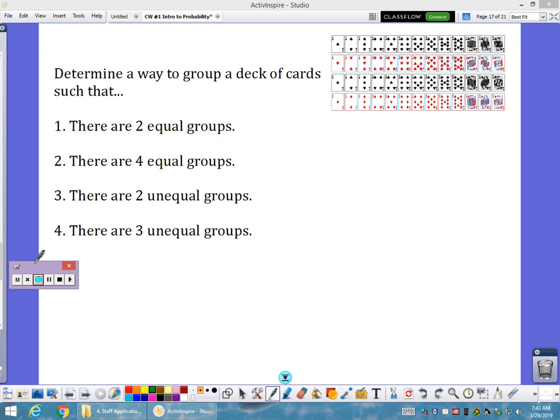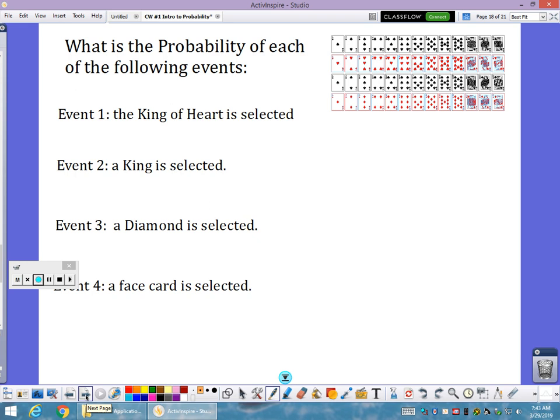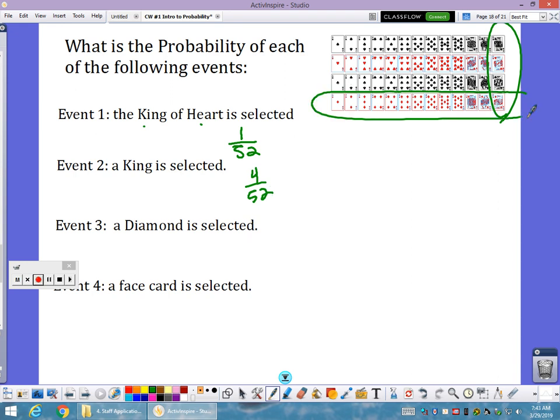Here we're going to be grouping different ways. We'll talk about that in class. And what is the probability of each of these? The king of hearts is selected. There's only one of those out of 52 cards. The king is selected. Well, how many kings are there? 4 kings. So 4 out of 52. A diamond is selected. How many diamonds are there? 13 out of 52. But that simplifies. It's 1/4 of the deck.